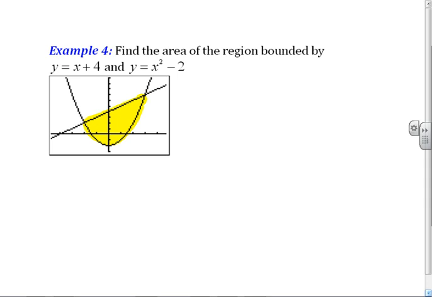Hey, Alexa, how am I going to do that? Matt, how am I going to do that? I want that yellow shaded region. Huh? Y negative 2. How do you know that?